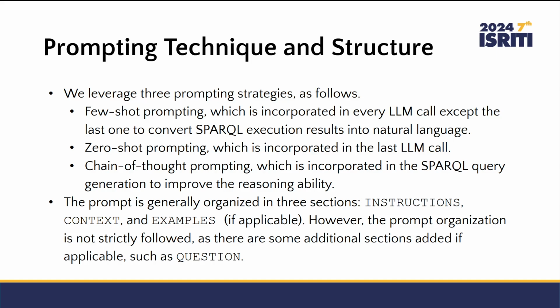We use 3 prompting strategies. The first one is few-shot prompting, where we give several examples, then zero-shot with no examples, and the last one is chain of thought prompting, which is incorporated in the second to last step to generate SPARQL queries to improve the reasoning ability. And the prompt is generally organized in 3 sections: instructions, context, and examples. However, this is not strictly followed because some additional sections are needed, such as the question for the last stage of the pipeline.